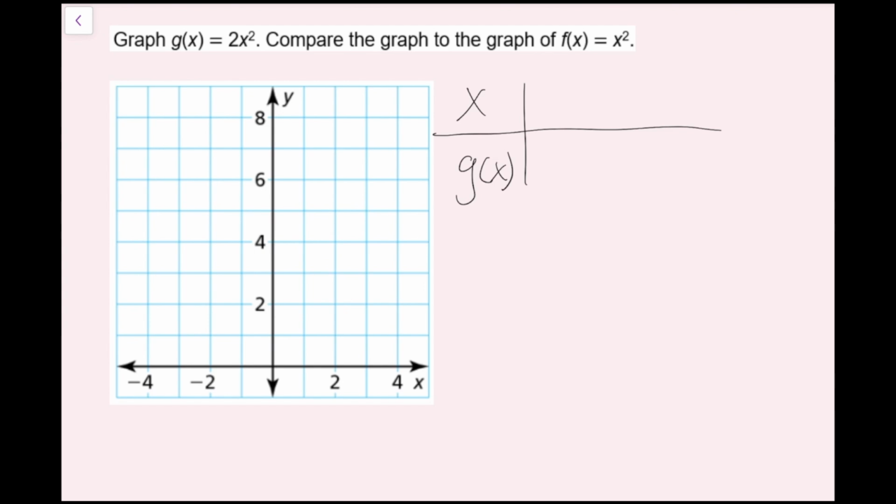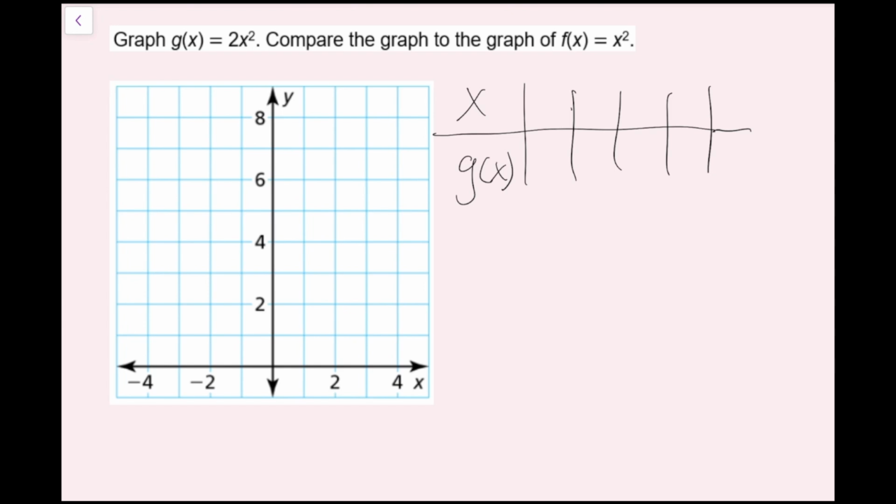And I usually like to have at least 5 points when I'm making a parabola. If you can fit more, then I would recommend doing that. But 5 is going to be pretty much the minimum that you want. So I'm going to make spaces for 5, and we'll see if we can fit more. Okay, and you always want your vertex in the middle.